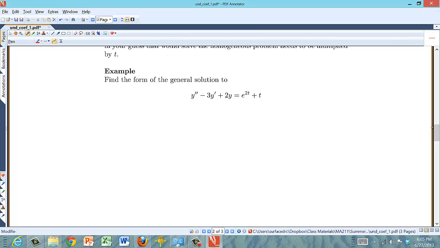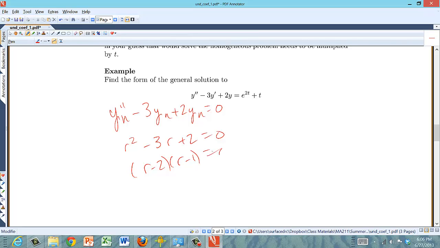Alright, so let's try this out. Find the form of the general solution to this thing. Okay? So this is an inhomogeneous problem. The first thing I'm going to do is solve the associated homogeneous problem. y_h double prime minus 3y_h prime plus 2y_h equals 0. We'll write down the characteristic equation r squared minus 3r plus 2 equals 0. That's (r minus 2) times (r minus 1). So r is 2 or 1. So the general solution to the homogeneous problem is c1 e to the 2t plus c2 e to the t. Alright.